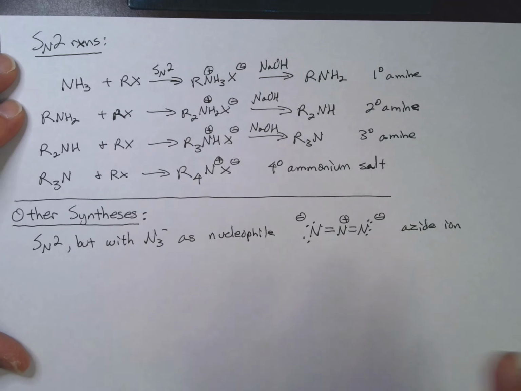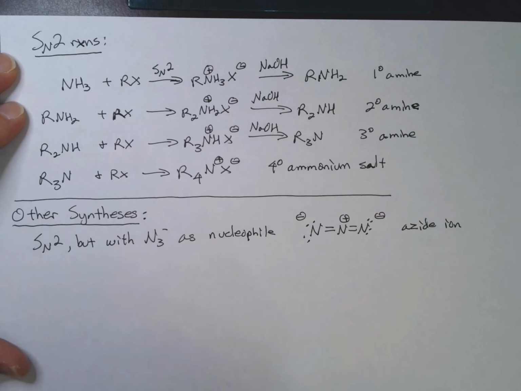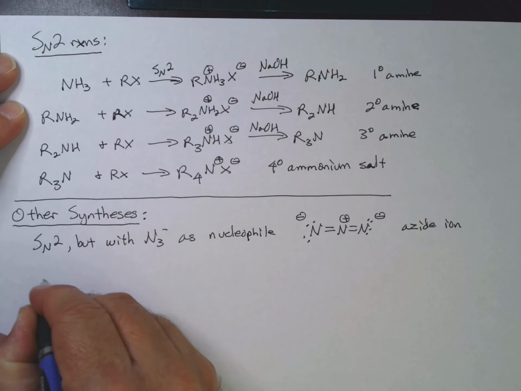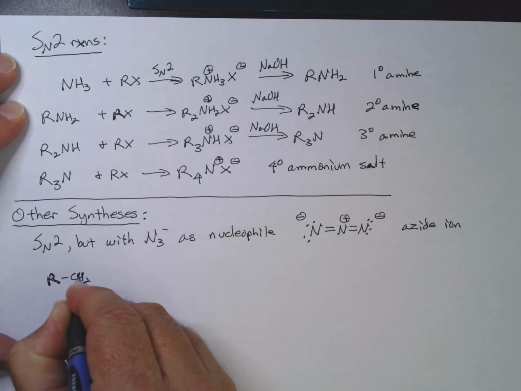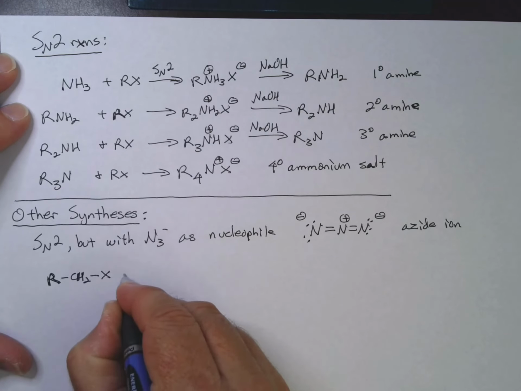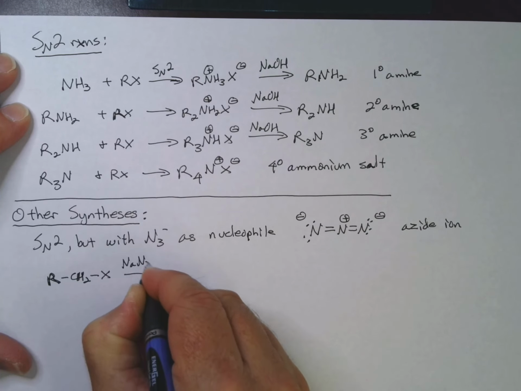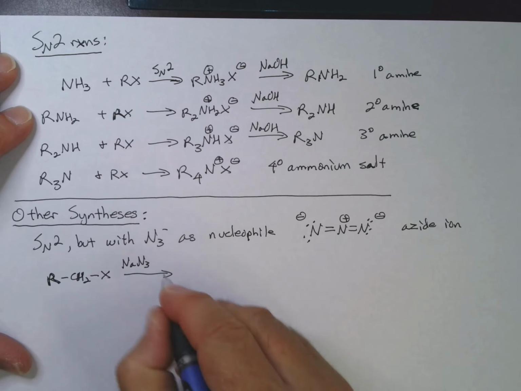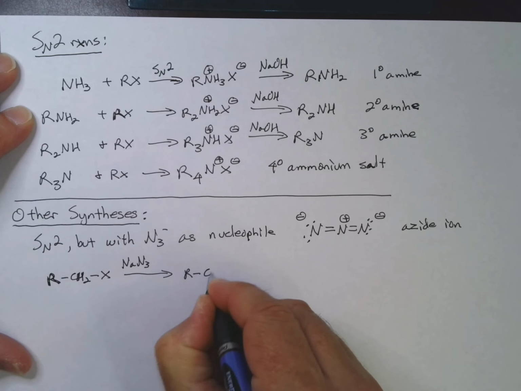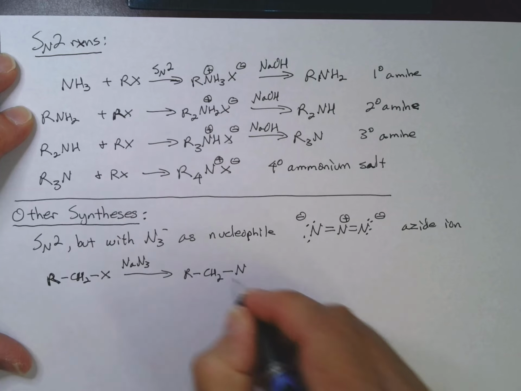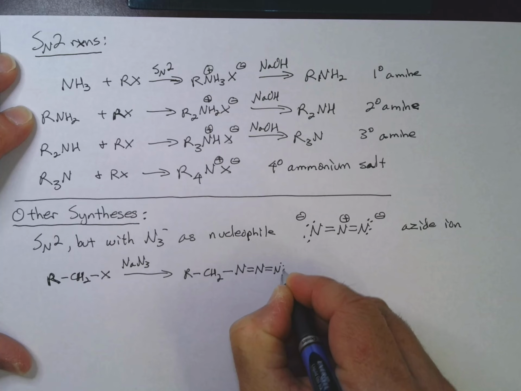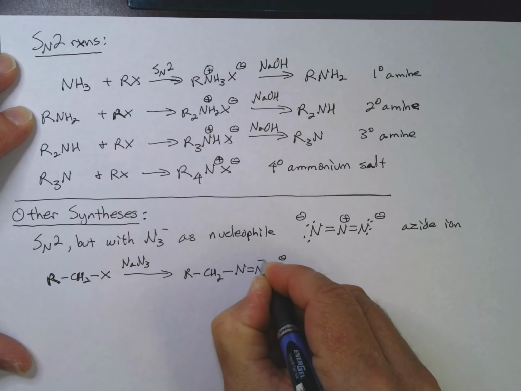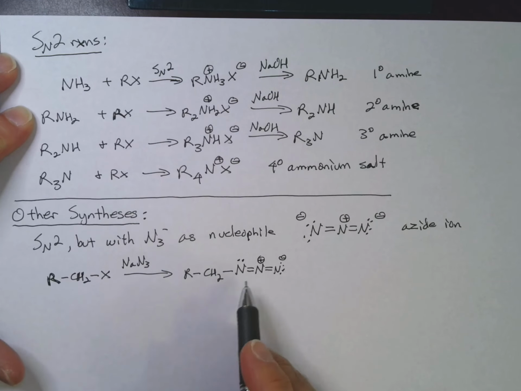So for example, let's say we do our SN2. Let's just do something like RCH2X, and we'll treat this with NaN3, sodium azide. And that will give us RCH2N double bond N minus, plus there, one lone pair there.